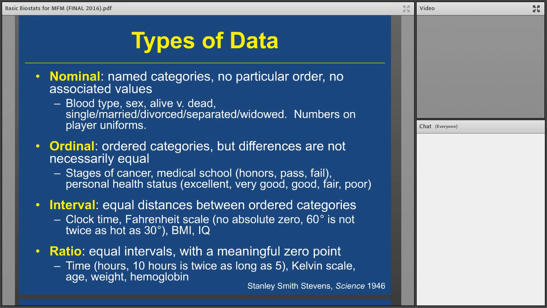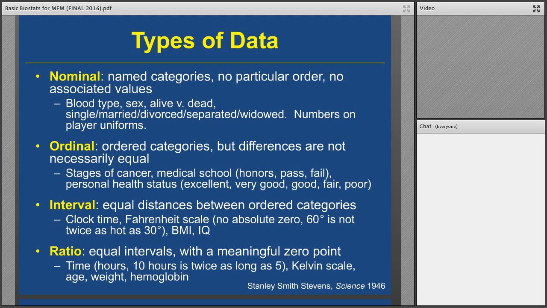Whereas ordinal data are somewhat nominal, somewhat named, but they're ordered. They're differences, and the differences are grouped in terms of ranking. So stages of cancer are a great example of that. You have stage 1, 2, 3, and 4. 4 is not necessarily twice as bad as 2, but they're ordered. 4 is worse than 2. Honors, pass, fail in our medical school, and personal health status. There's not necessarily a ranking or a ratio difference between excellent, very good, and good, but there is a difference, and there's an ordered difference to it. So that's what ordinal means.